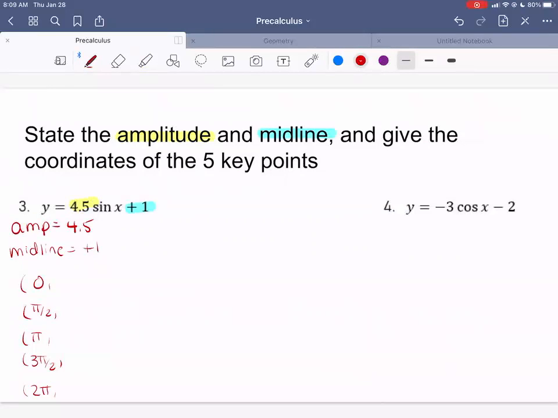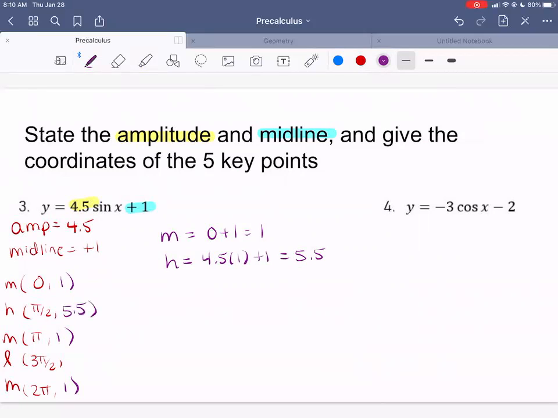For sine, we go middle, high, middle, low, middle. We need to find what those values are. Our middle is 0 plus 1, so that gives us a 1. So all of our middles, we're going to get a 1. Our high is 4.5 times 1 plus 1. That gives us 5.5. Our low is 4.5 times negative 1 plus 1. That gives us a negative 3.5. And those are our answers.